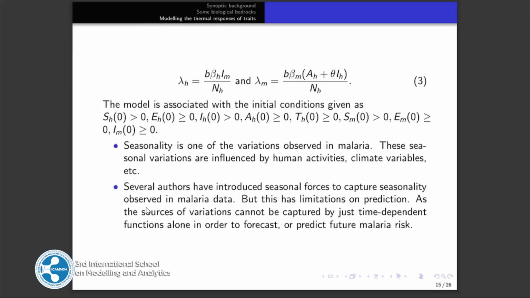So now, seasonality is one of the variations observed in malaria data. These seasonal variations are influenced by human activities, climate variables, etc. Several authors have introduced seasonal forces to capture seasonality observed in malaria data, but this has limitations on prediction, as the sources of variations cannot be captured by just time-dependent functions alone in order to forecast or predict future malaria risk.